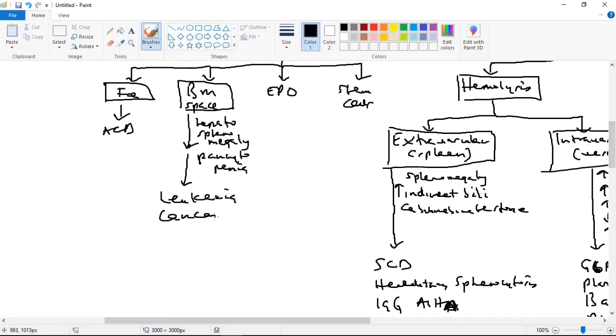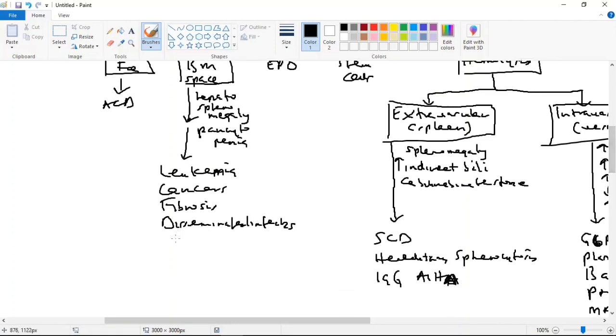Leukemias, cancers infiltrating the bone marrow. Cancers can disseminate to the bone marrow. We have pulmonary fibrosis, bone marrow fibrosis, myelofibrosis, also things like disseminated infections like TB, histoplasmosis, right? Those can end up in the bone marrow. Cancers can metastasize to the bone marrow and cause fibrosis, leukemia, things like that. So these are going to be major causes of bone marrow failure.